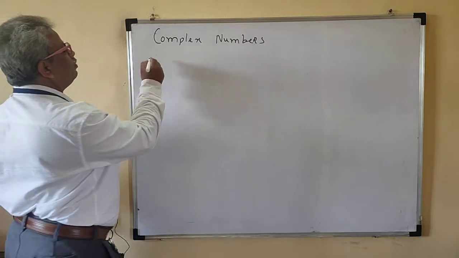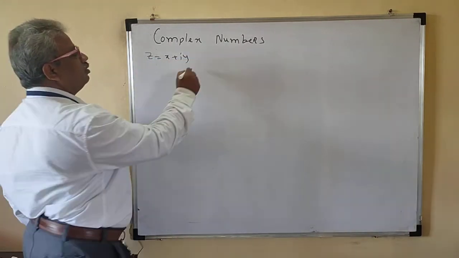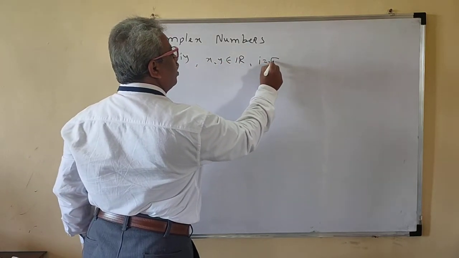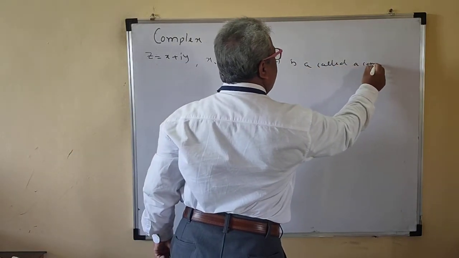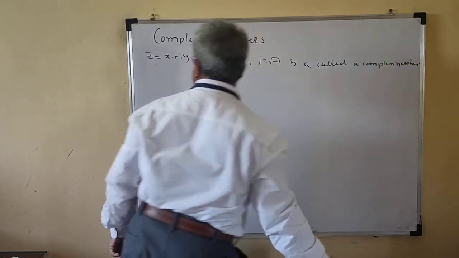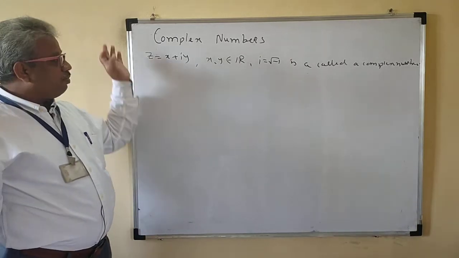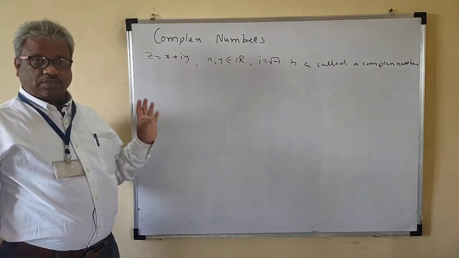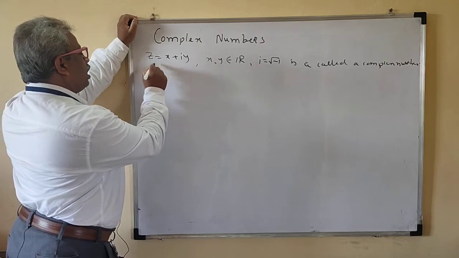Okay. So you know that z is equal to x plus iy, where x and y belong to R and i is root minus 1, is called a complex number. A number of the form z is equal to x plus iy, where x and y are real numbers and i is root minus 1, is called a complex number. So what is i here? i is root minus 1.